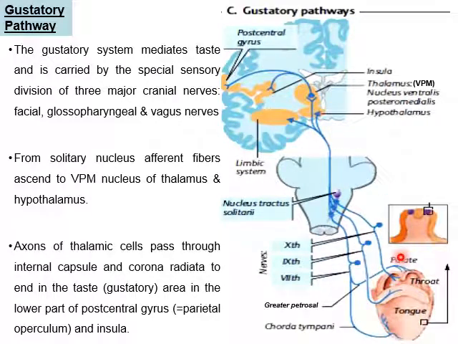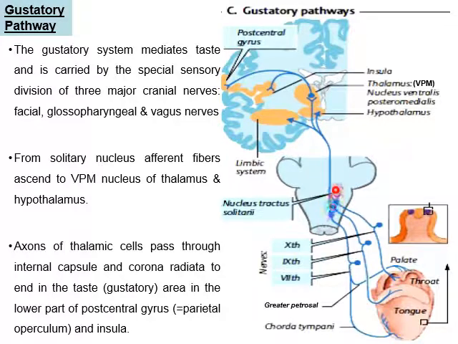So again, we have three order neurons in the gustatory pathway. The first order neuron is in the cranial nerve ganglia. We have a ganglion for the facial, for the glossopharyngeal, and for the vagus. These ganglia are pseudo-unipolar neurons. That means they have a cell body and an axon, and the axon is divided into two branches, peripheral and central. The peripheral branch receives the taste impulse and sends it to the central branch to reach the solitary nucleus. So this is the first order neuron.